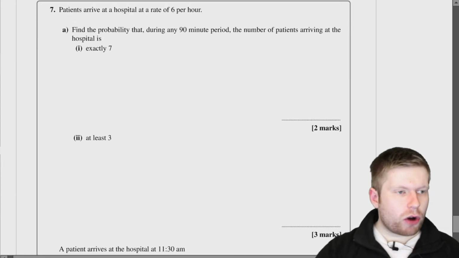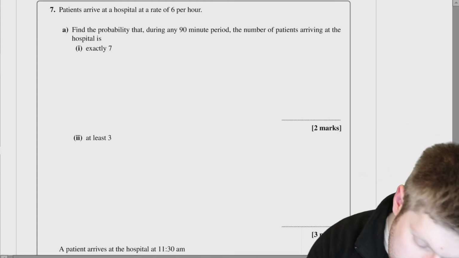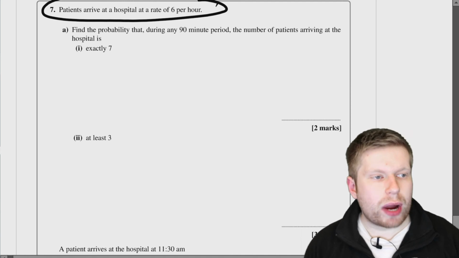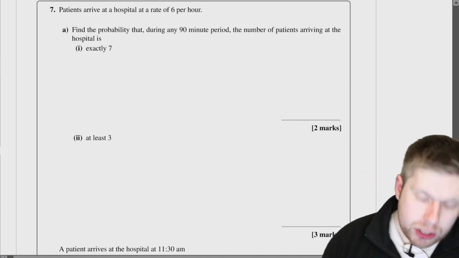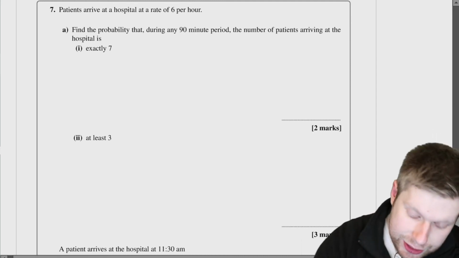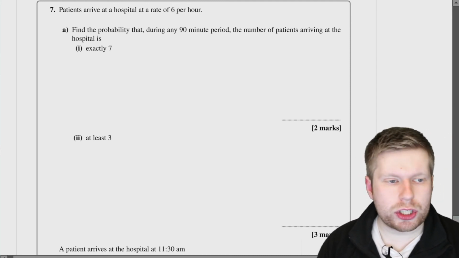All right, let's finish this off with question 7 then. So this is the final question which I asked you. So we've been told patients arrive at a hospital at a rate of 6 per hour. So I need to write down my probability distribution. Now, because it's a rate of success, I know I'm going to be looking at a Poisson distribution.